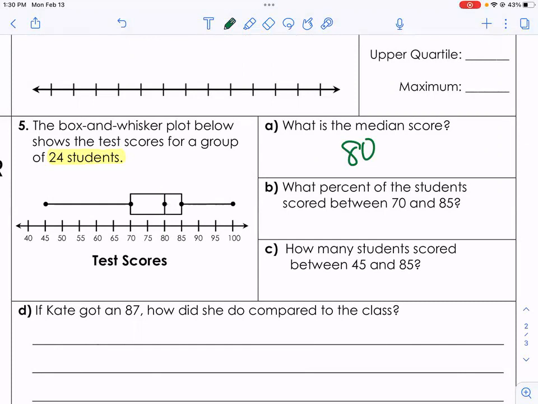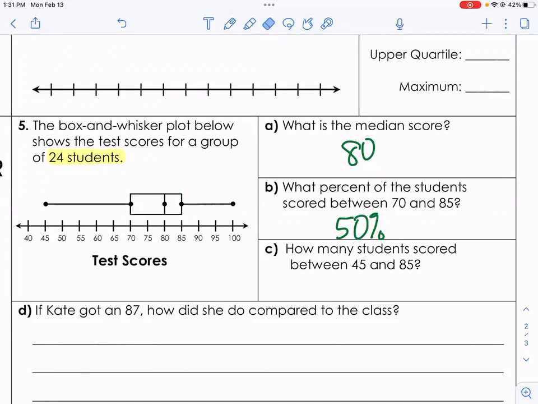Okay, what percent of students scored between a 70, here's 70, and an 85? Here's 70, here's 85. That's the entire box. That's lower quartile to upper quartile. That's 50%.